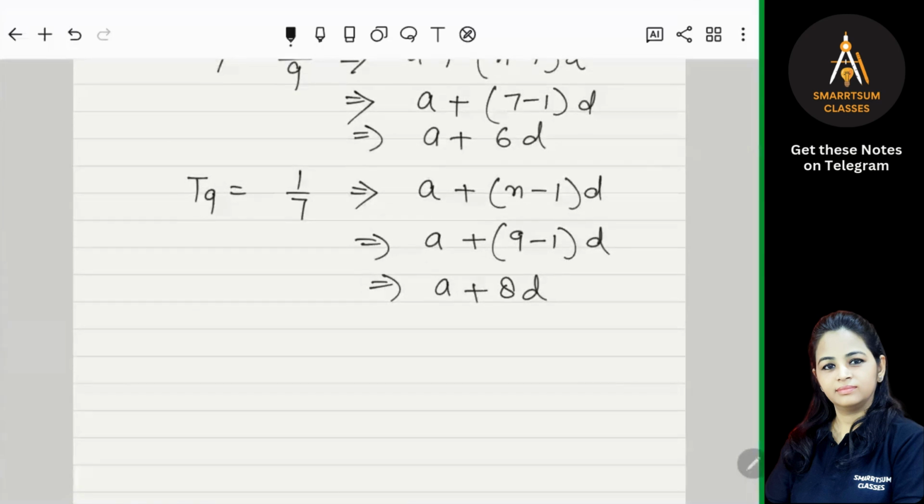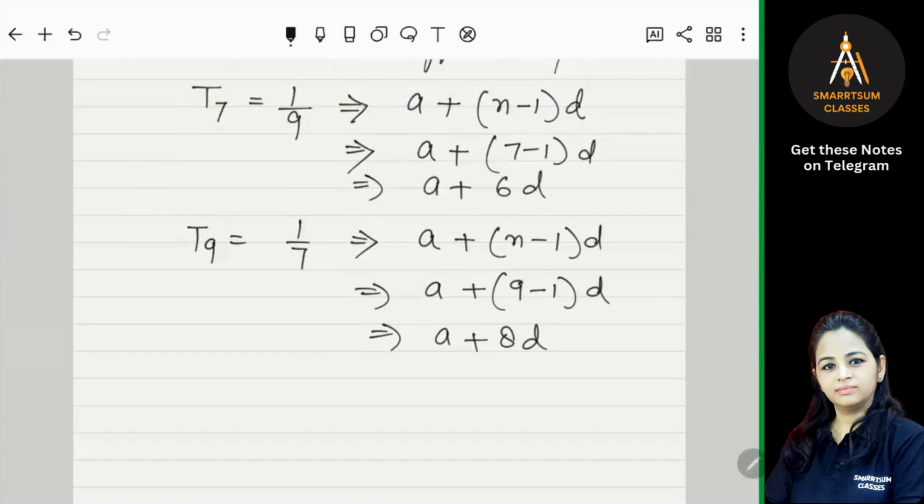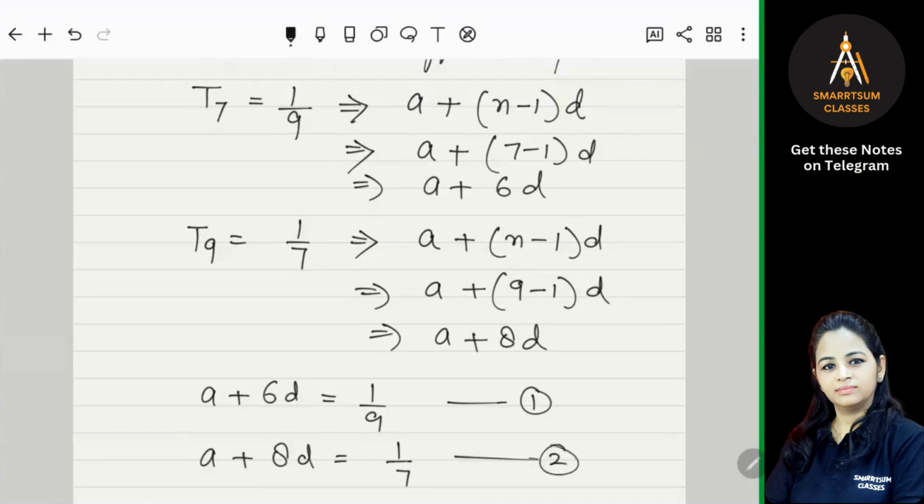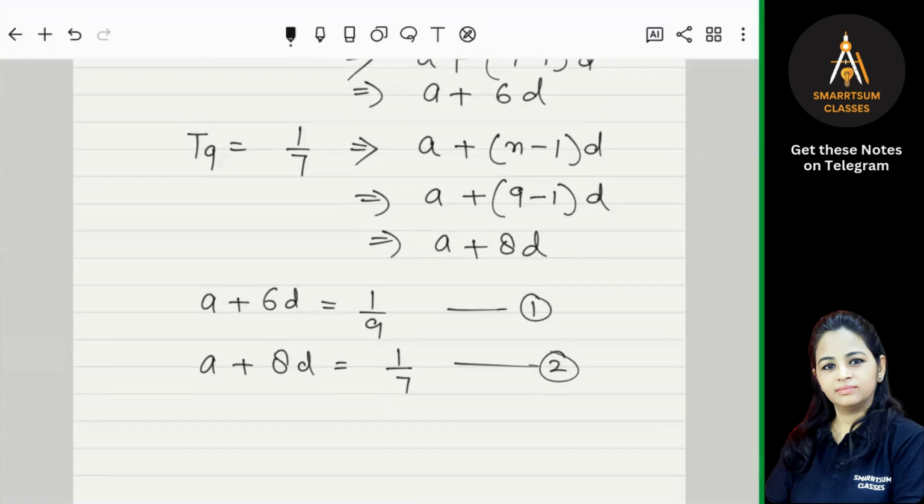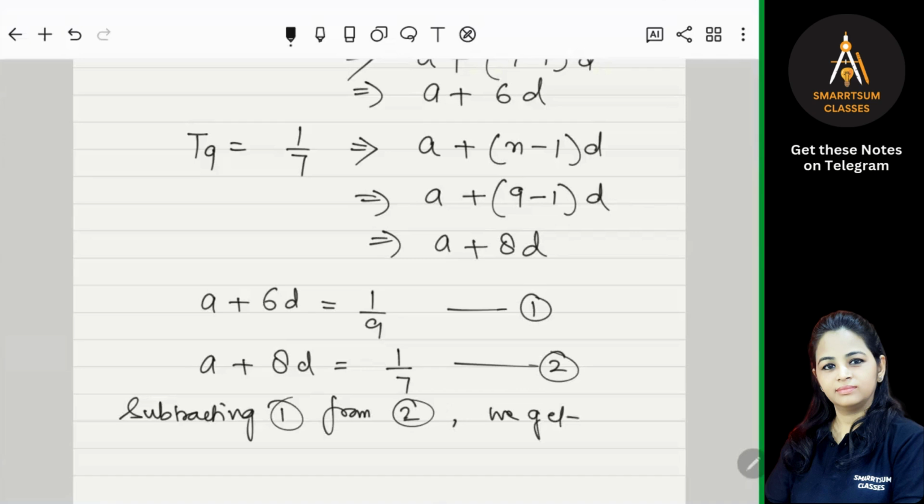So you are getting two equations, right? What are the two equations? A plus 6D is equal to 1 by 9. This is your first equation. And A plus 8D is equal to 1 by 7. This is your second equation. Is that clear? Now, we can solve these two simultaneous equations, right? Two variables, two equations. So what we can do? Subtracting 1 from 2.